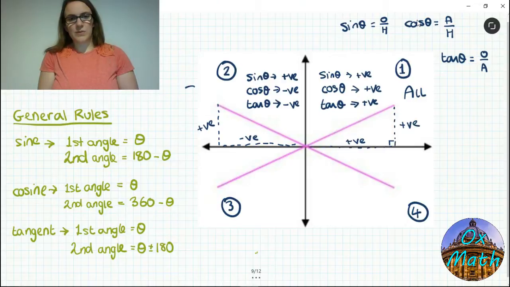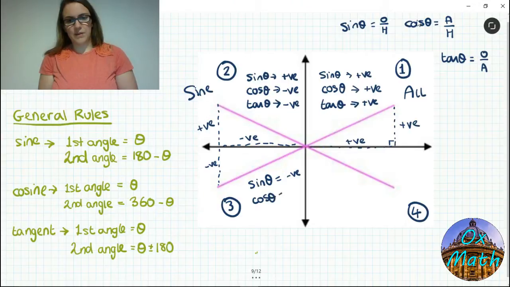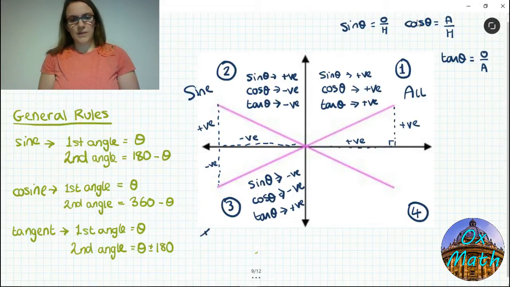So in this quadrant, only the sine is positive. In the third quadrant, the opposite is negative and the adjacent is negative as well. So in this case, the sine of the angle is negative because of the negative opposite. The cos of the angle is negative because of the negative adjacent. And the tan of the angle this time is positive, because opposite over adjacent, negative over a negative, is a positive. So in this quadrant, only the tan is positive.